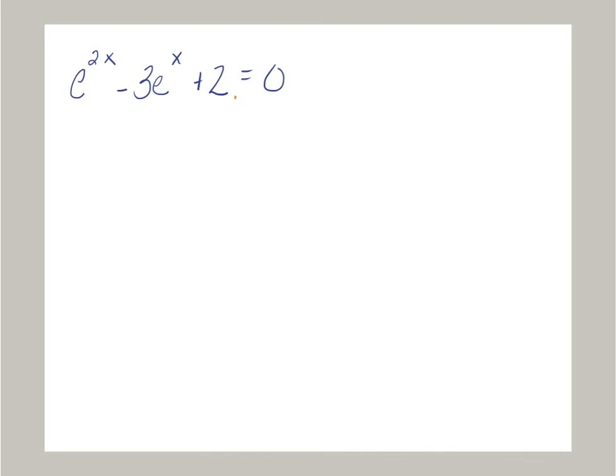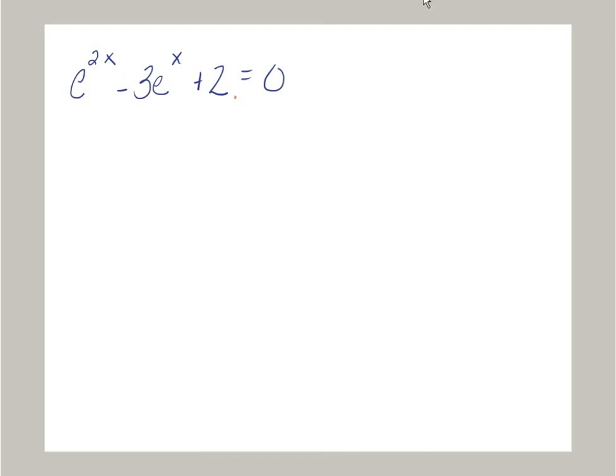Suppose, okay, so I'm looking at this, and the first thing I look at is e to the 2x minus 3 times e to the x plus 2. I have like bases, but I don't have like exponents, so I can't combine like terms. There are no like terms. So there's not going to be any really simple, subtract 2, divide by 3, take the natural log, and I'm done. That's not going to work here.